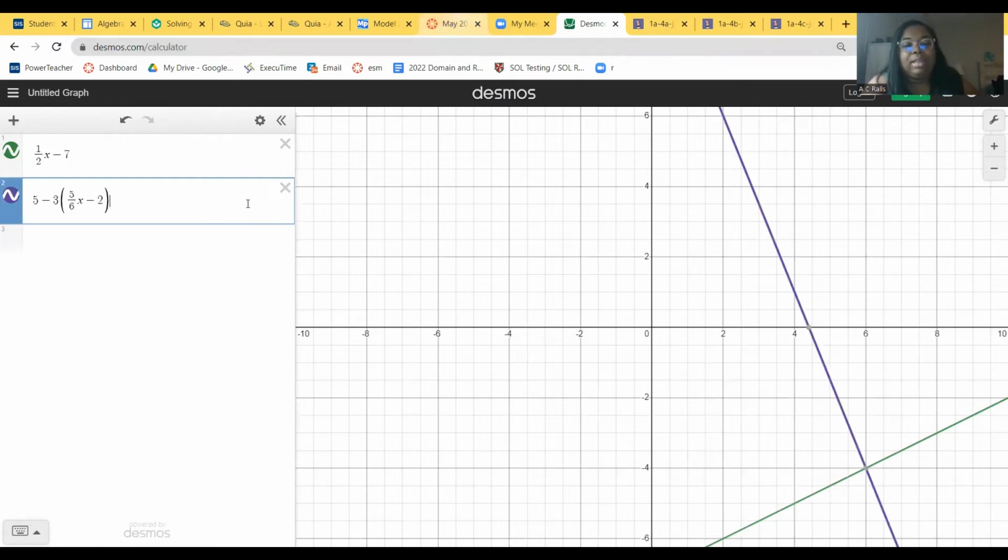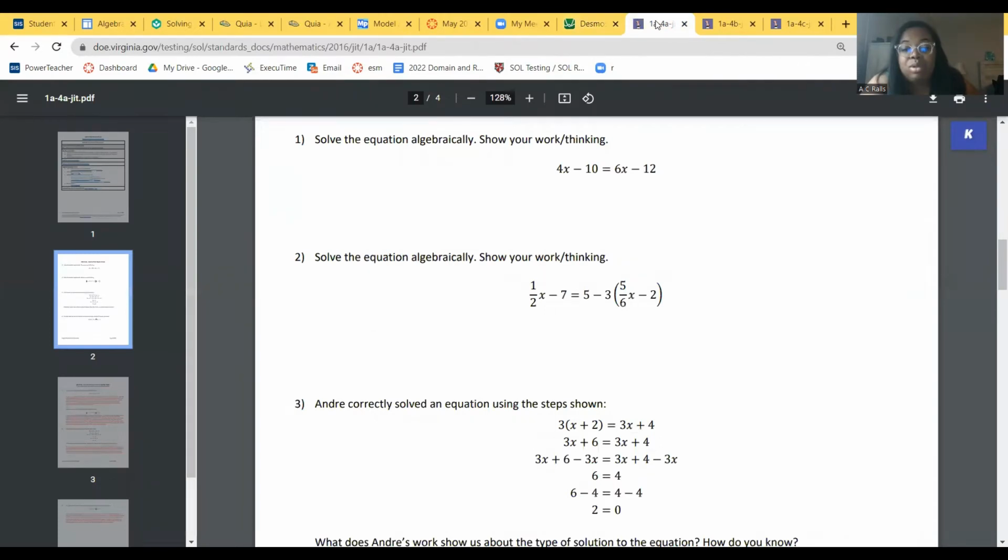All right, if we look at that, we can see where they intersect. They intersect at 6, -4. So that means that our x value that we're looking for is 6. So all that work that I did was correct. Again, Desmos can be your friend here.